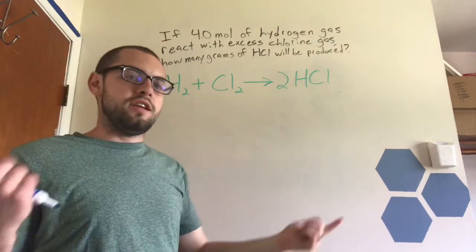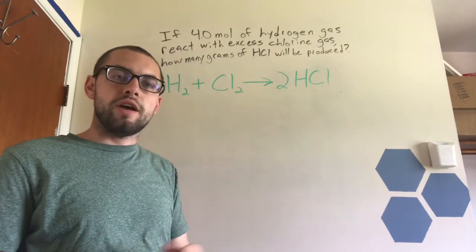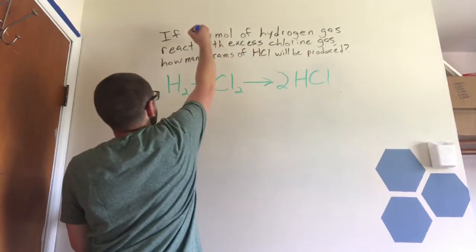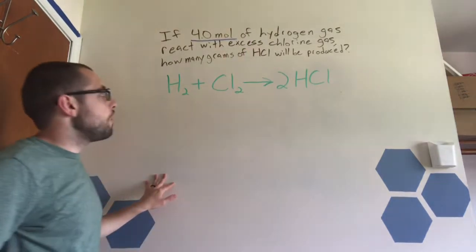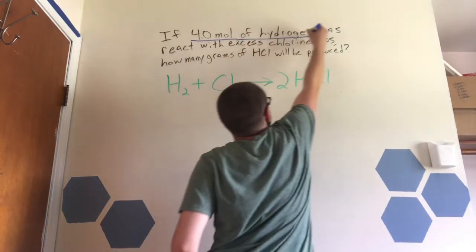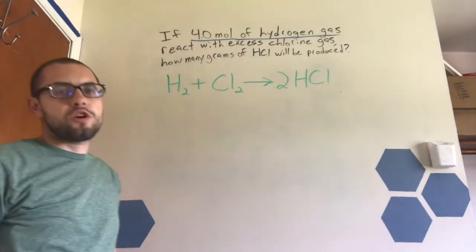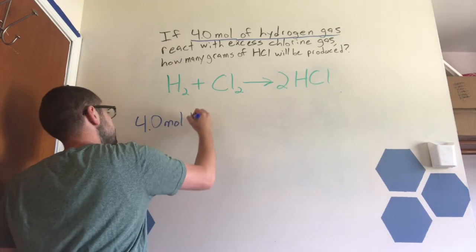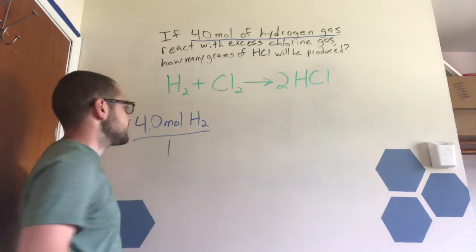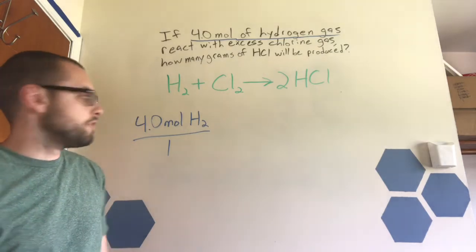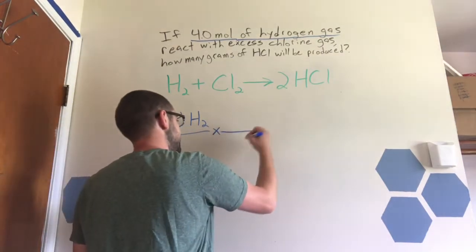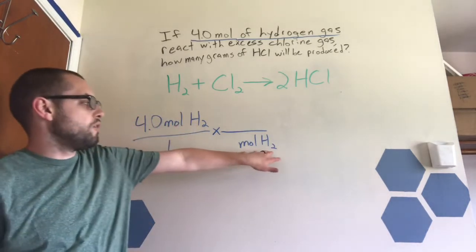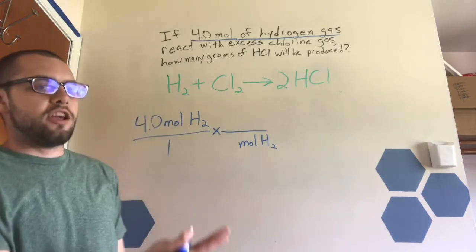I could start it either way, remember? This time I'm going to show it the way that I prefer, again, starting from what I'm given. I'm given that I have 4 moles of hydrogen gas. So I'm going to start with that piece of information. 4 moles of hydrogen gas. That'll be my nice starting point here. I can go ahead and carry that unit down already. I know that this unit is going to end up getting canceled out. I like to go ahead and already carry it down.